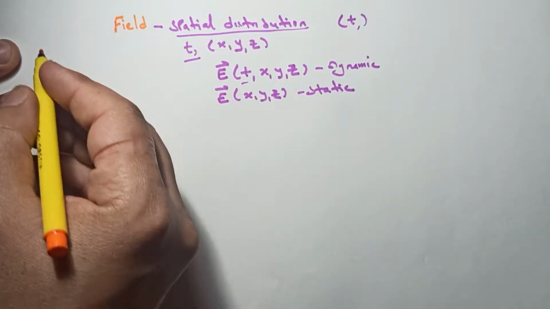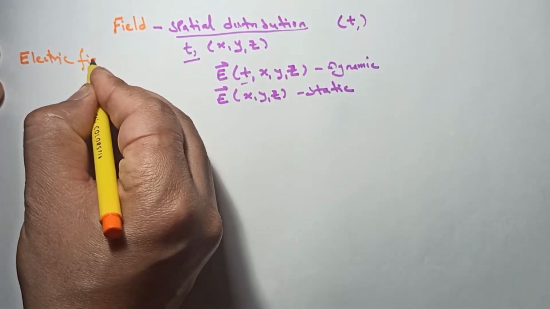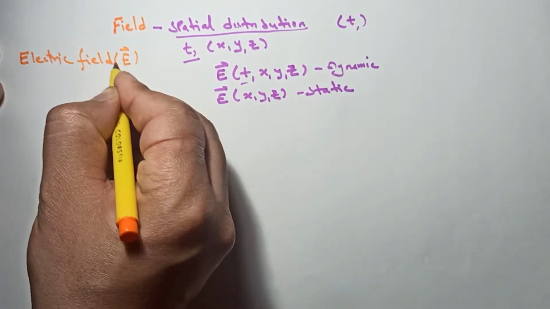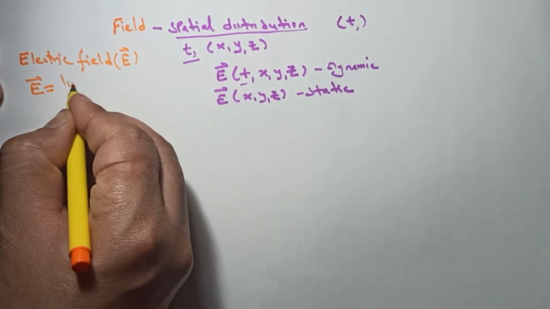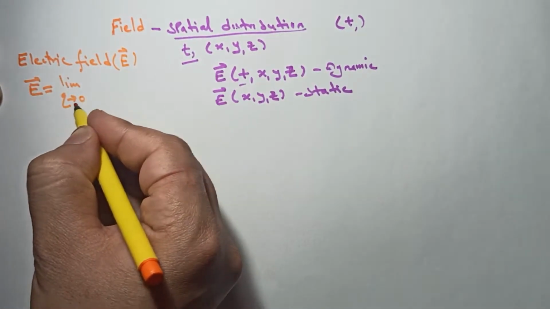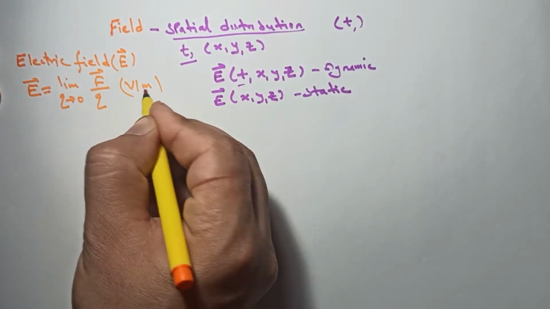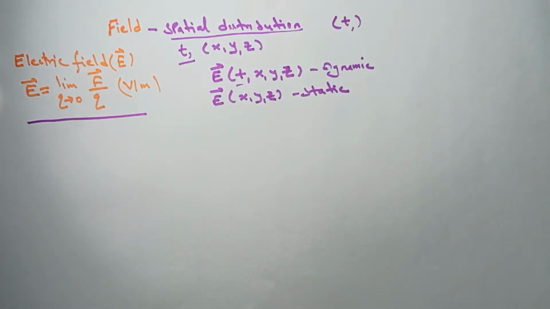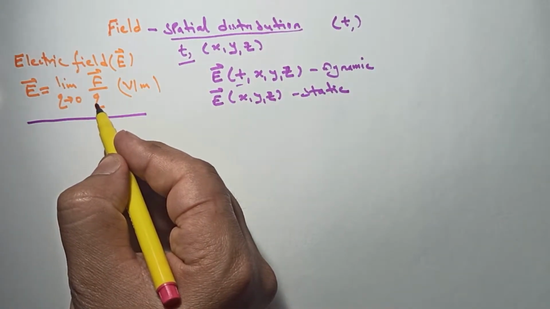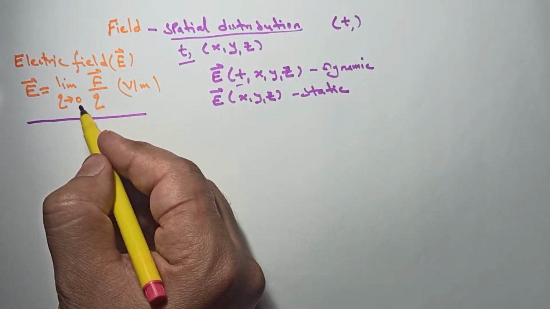So let us first define what electric field is. Electric field is given by E. By definition, it is the limit as Q approaches 0 of F divided by Q, where Q is a charge and F is the force. Units are volt per meter. So electric field intensity can be defined as force per unit charge.